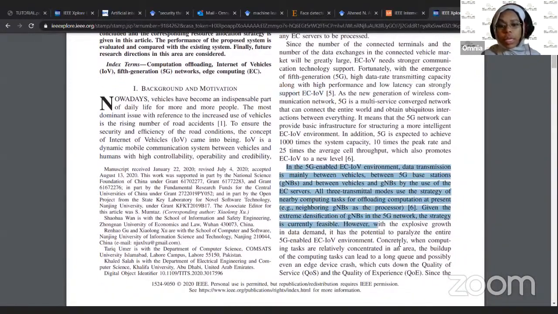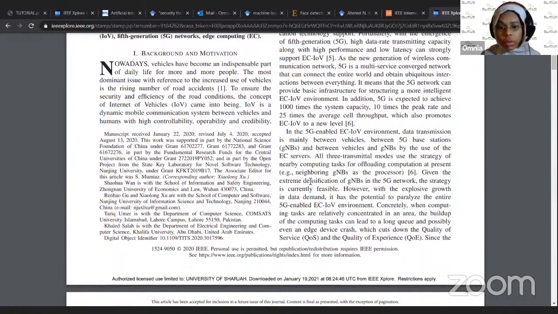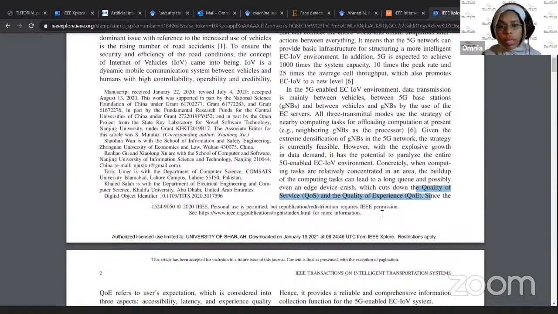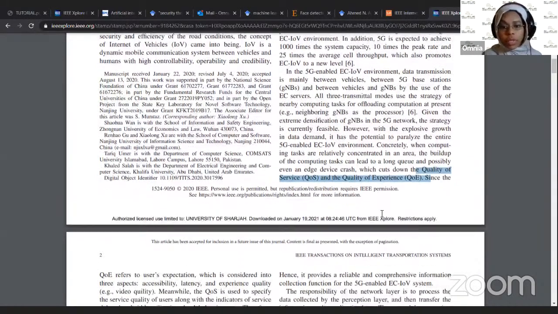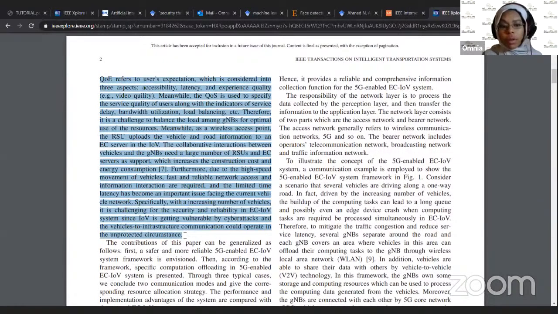Then the authors start to give us the exact problem that they're trying to tackle in this research work. As you can see here, they're talking about the quality of service and the quality of experience. So it seems that there's something with optimizing the work and increasing the quality of service. By the end of this paragraph, we will be able to understand the exact problem that this paper is trying to solve.